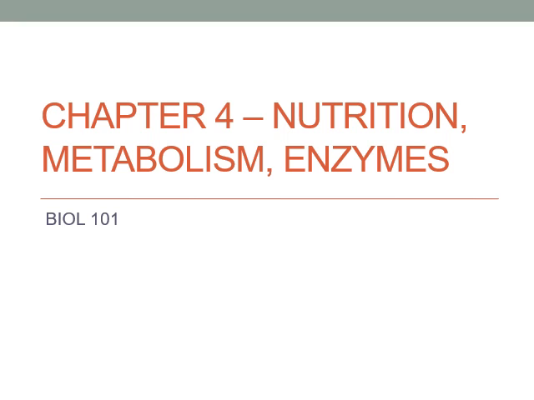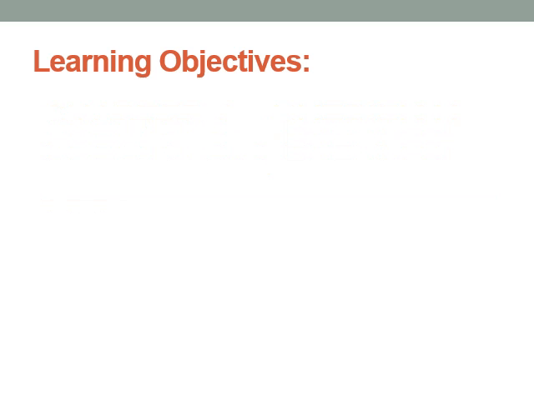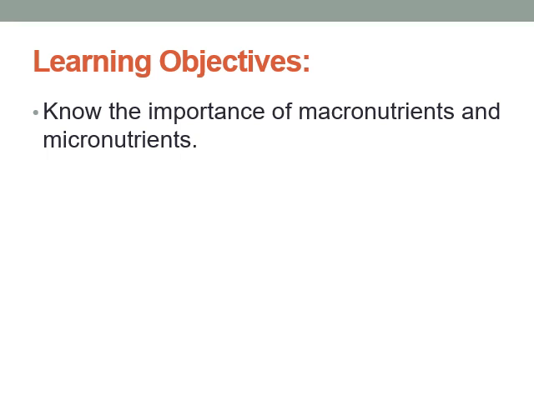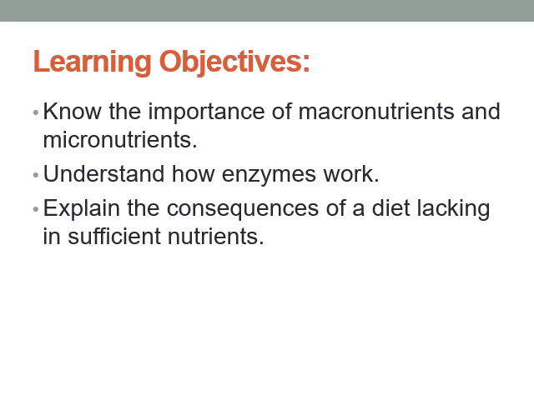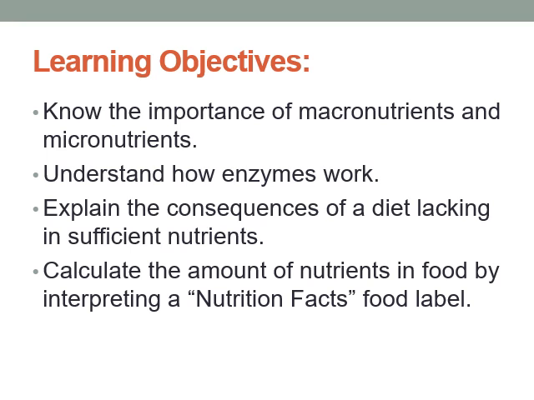Chapter 4, Nutrition, Metabolism, and Enzymes. So by the end of this chapter, the lecture, and the reading, you should know the importance of macronutrients as well as micronutrients, understand how enzymes work, explain the consequences of a diet lacking in sufficient nutrients, and calculate the amount of nutrients in food by interpreting a nutrition facts food label.